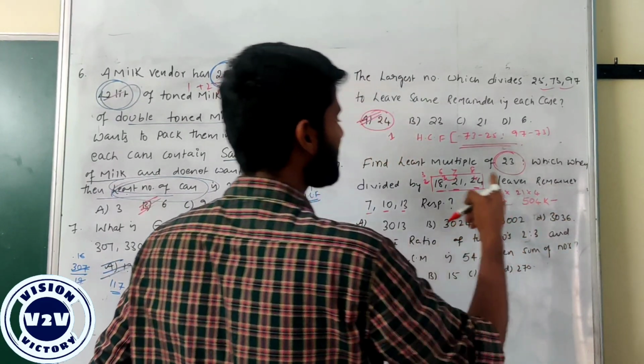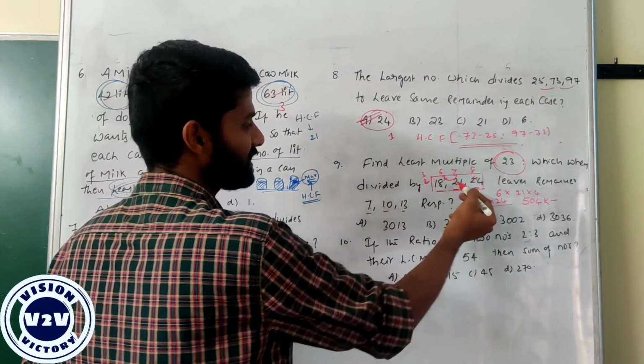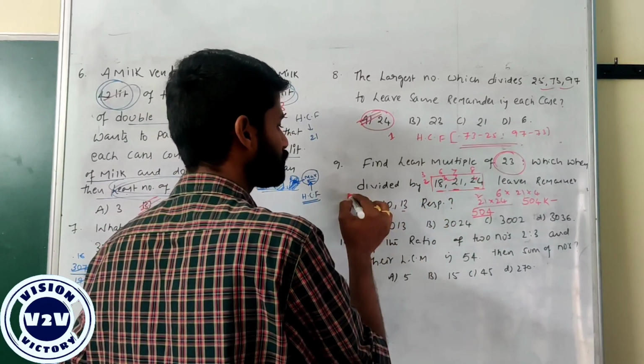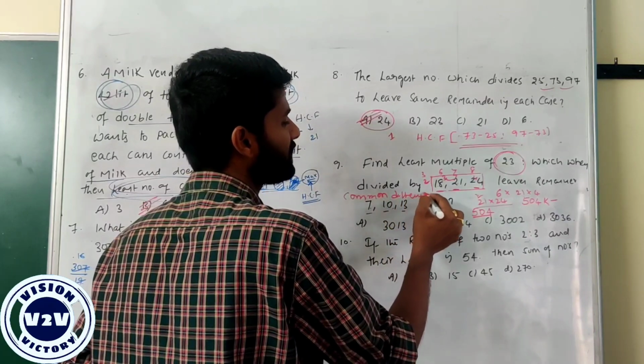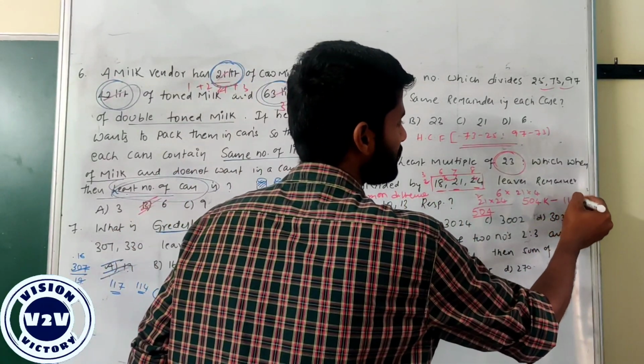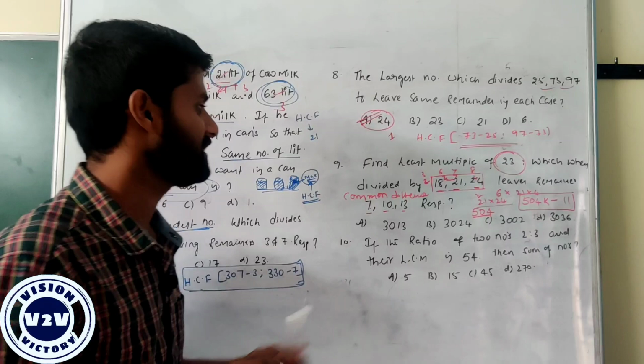And we can subtract it. See, 18 and 7, 21 and 10, 24 and 13. The common difference is maintained. So whatever the common difference between the divisors and remainders, that value is always subtracted. Then you can check directly.